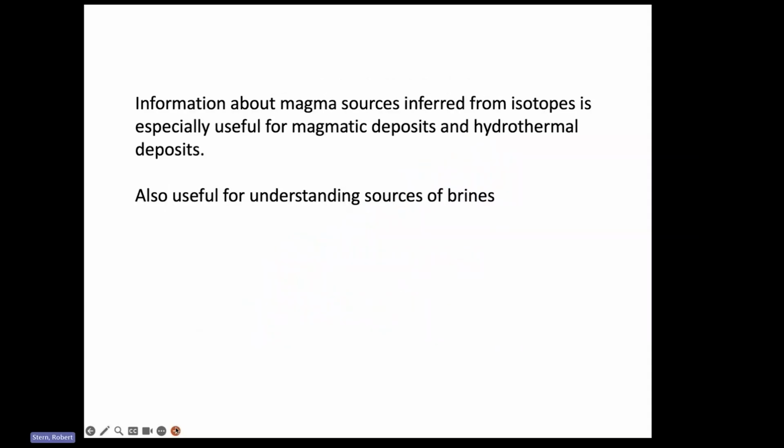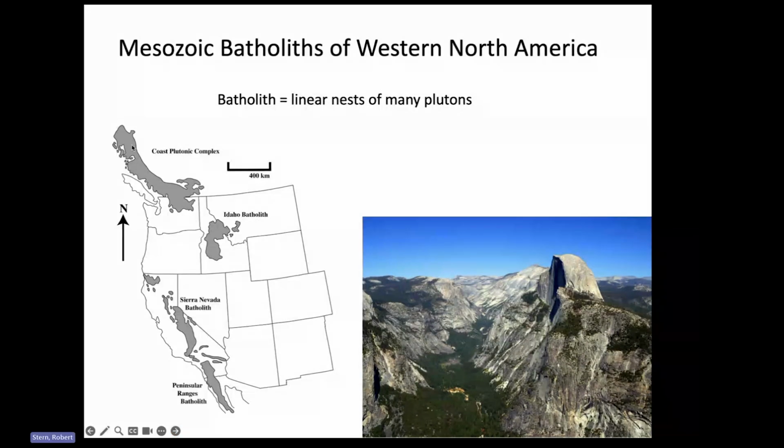So we can also get information about magma sources inferred from isotopes. And these are very useful for magmatic deposits and hydrothermal deposits, and also useful for understanding the sources of brines. So here's an example. This is the Mesozoic batholith of Western North America: the Coast Range Plutonic Complex in BC and into Washington, the Idaho batholith, and the Sierra Nevada and the Peninsula Ranges in California and Baja California. And of course, the most famous example is Yosemite Valley in California, where you get these beautiful, spectacular cross-sections through the batholith.